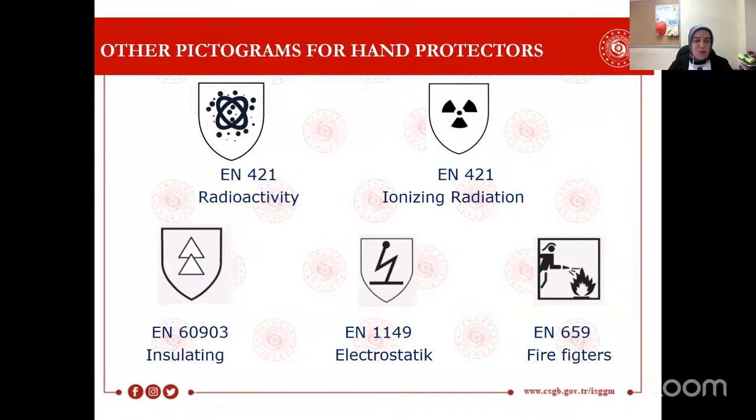These are the other pictograms for hand protection. As we see, there are lots of risks at workplaces. One of them is gloves against radioactivity and ionizing radiation. One is for high voltage insulating gloves. The standard is 60903, and this is the pictogram for insulating gloves. This is the pictogram for electrostatic gloves, and this pictogram is for firefighters, and the standard is 659.